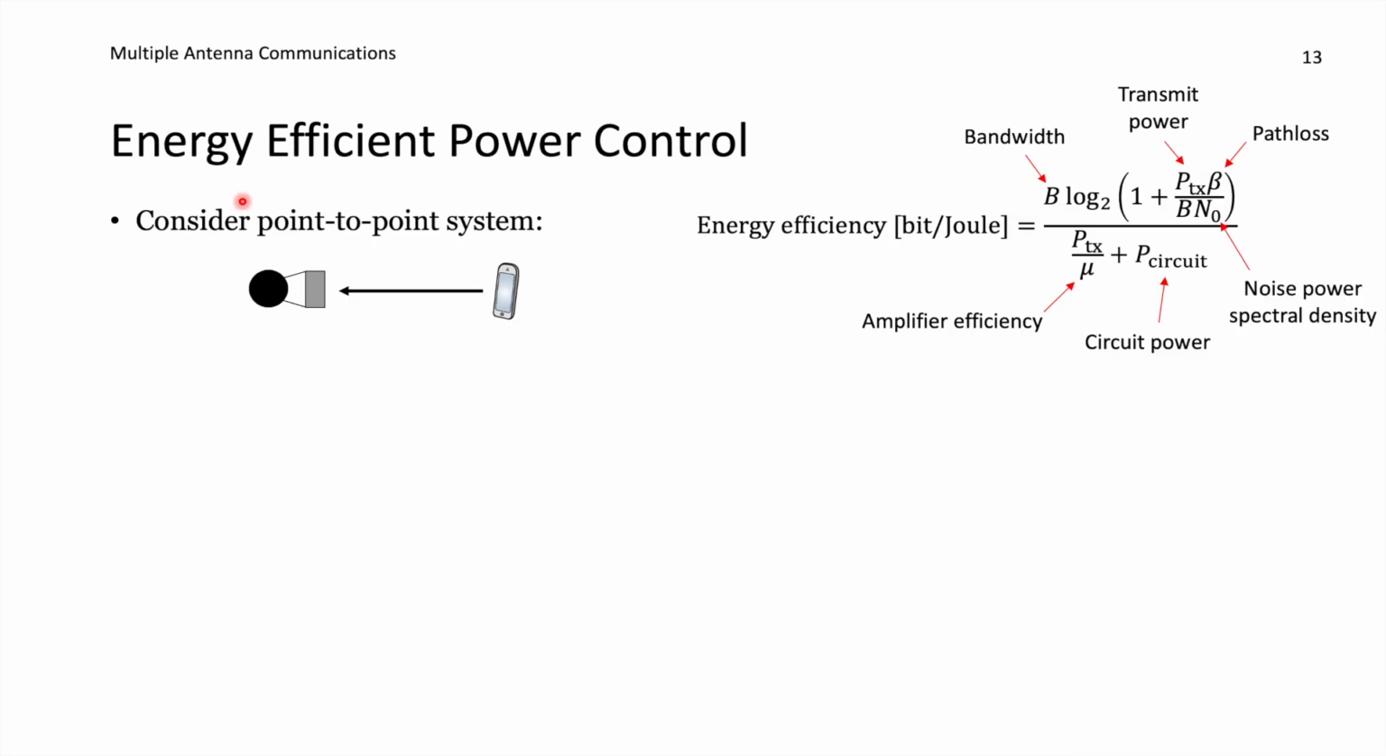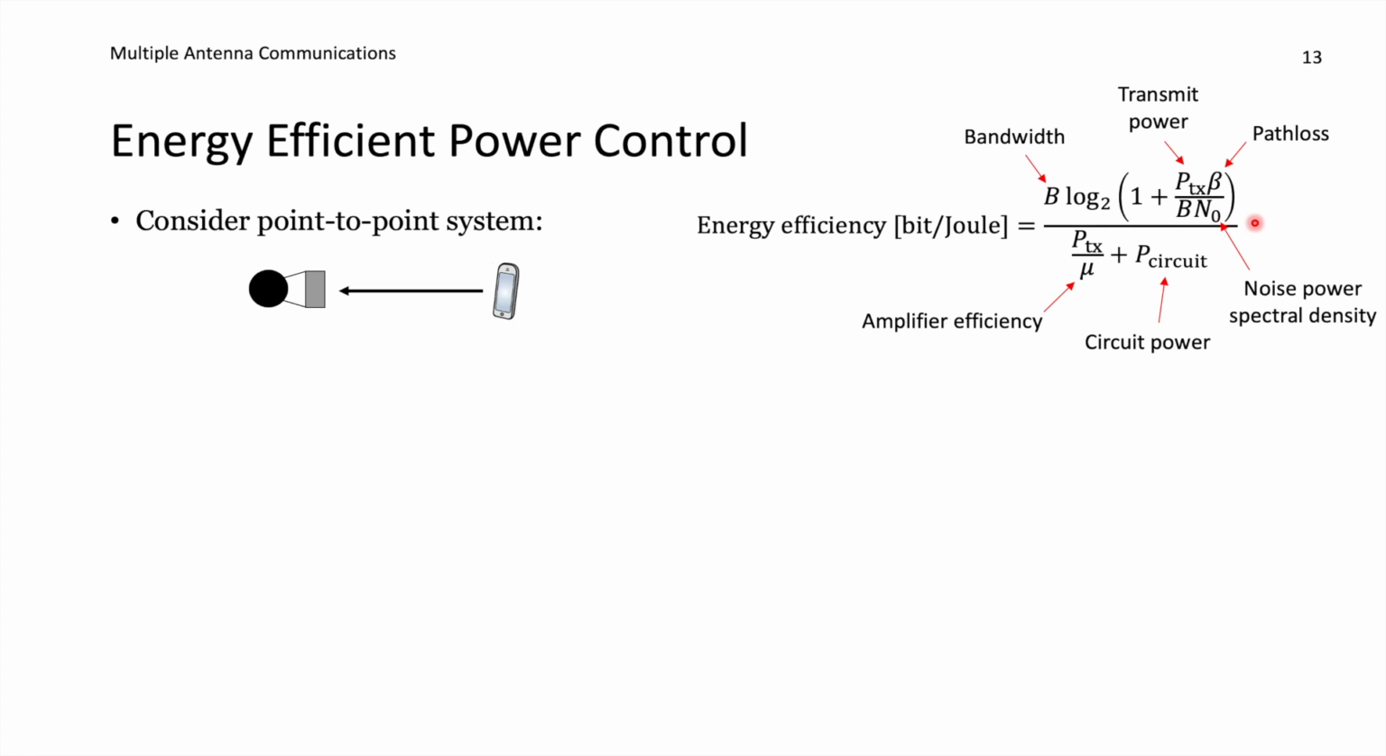So we will now consider how we can use power control to get an energy efficient operation. We will consider an uplink point-to-point system where a user device is transmitting to an antenna panel at the base station. And remember that the energy efficiency is measured by taking the data rate and dividing with the energy consumption. Now we will put in some equations for this.